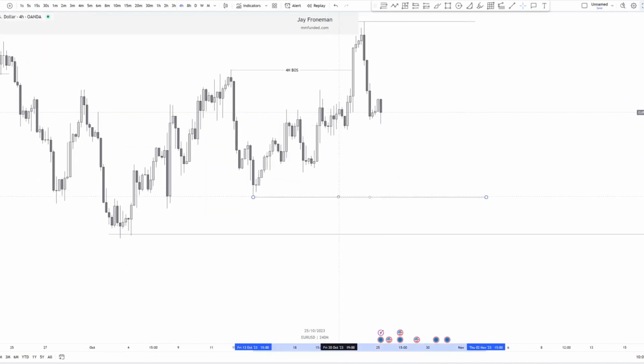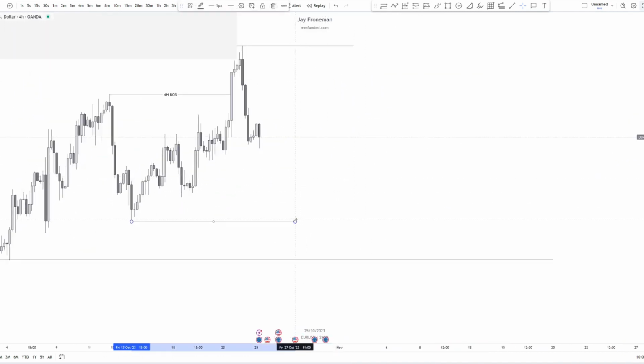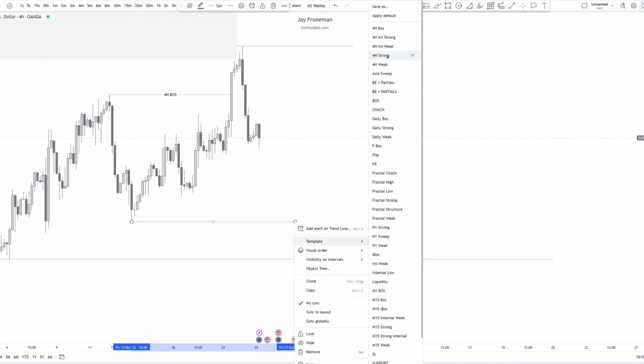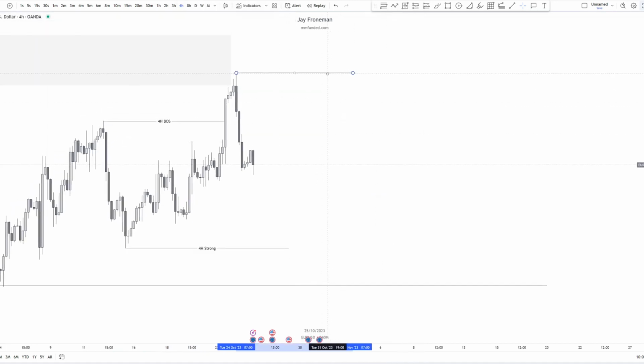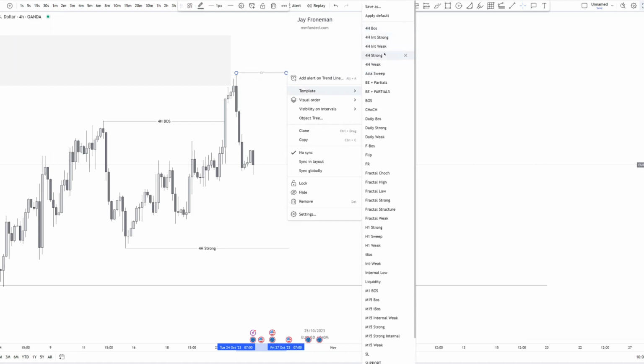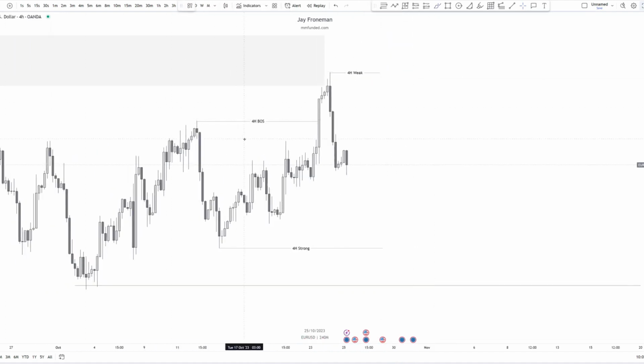This becomes our 4-hour strong protected low, which is also our daily strong protected low, and our 4-hour weak exposed high. All right, as I've mentioned, after every break of structure, whether that's swing, internal, or fractal, price will always incur some kind of pullback phase.